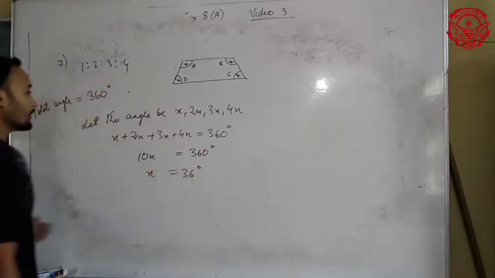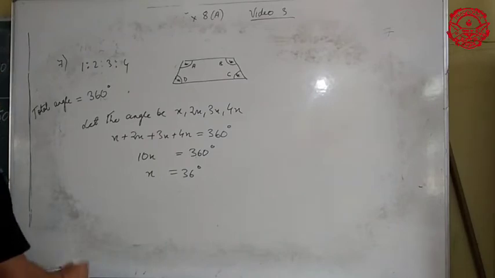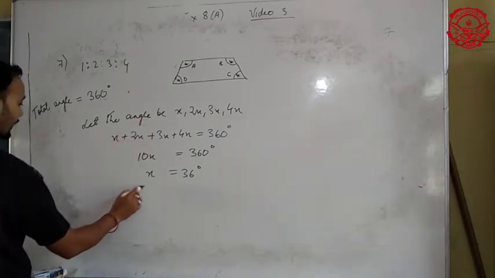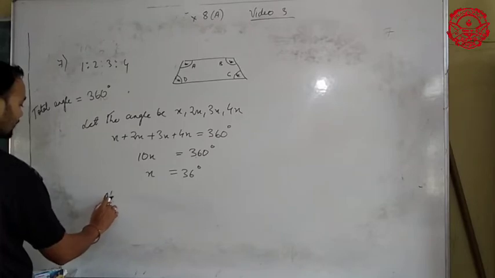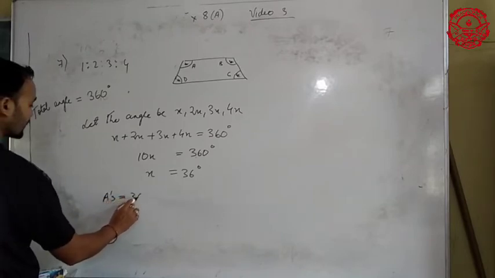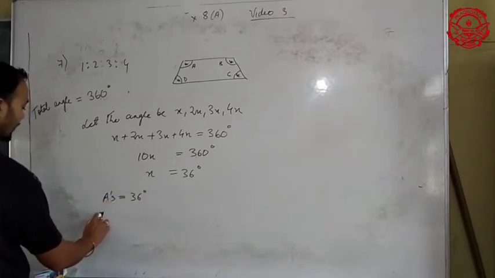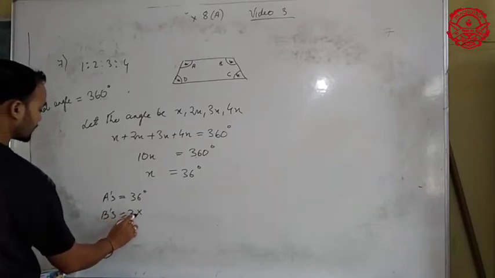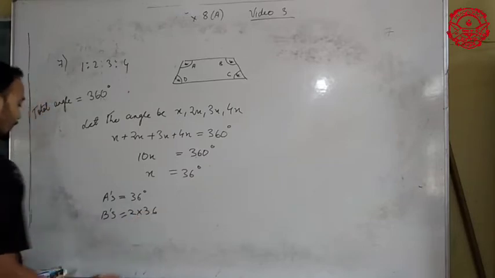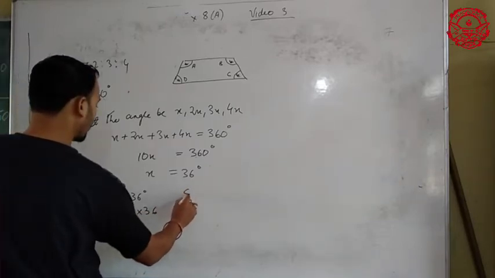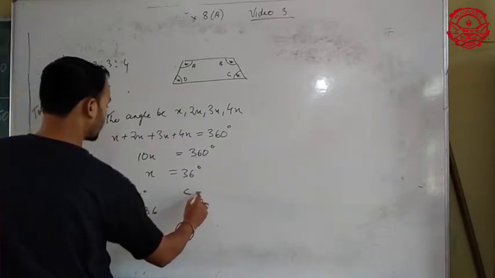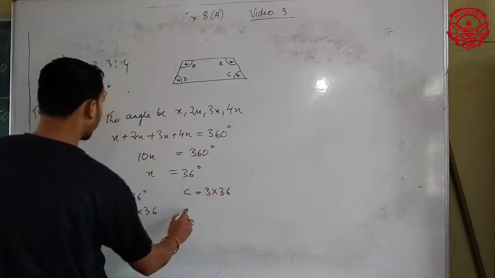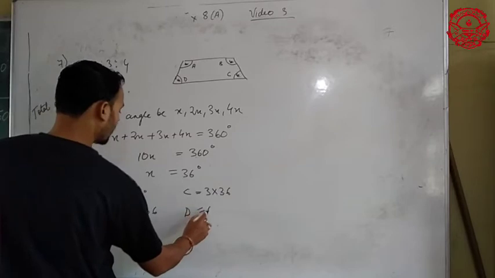Now what is the value of X? If A is the first angle, then the first angle is X, so A equals 36 degrees. If the second angle is B, then B is twice X, so 2 into 36 degrees. If C is the third angle, then it is 3 into 36. If D is the fourth angle, then 4 into 36.